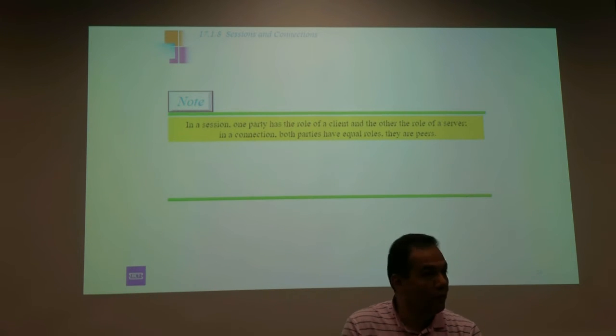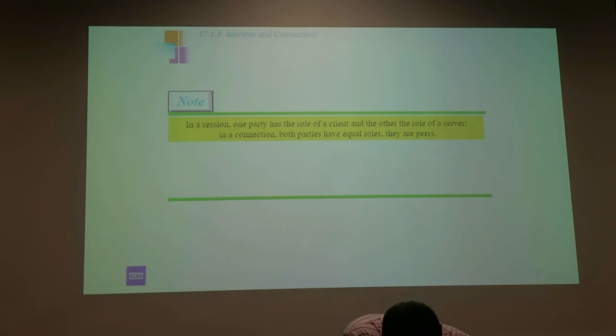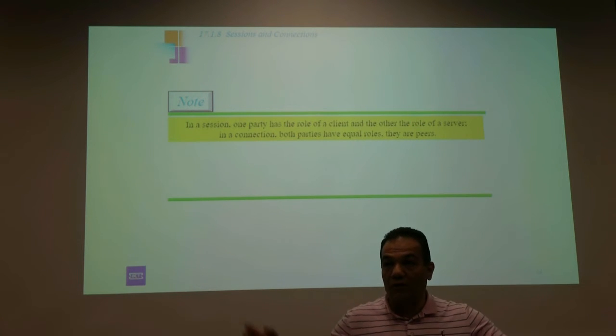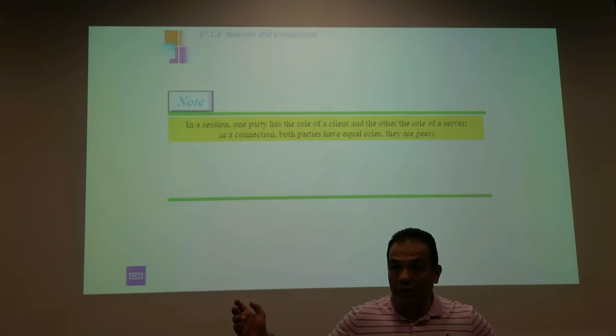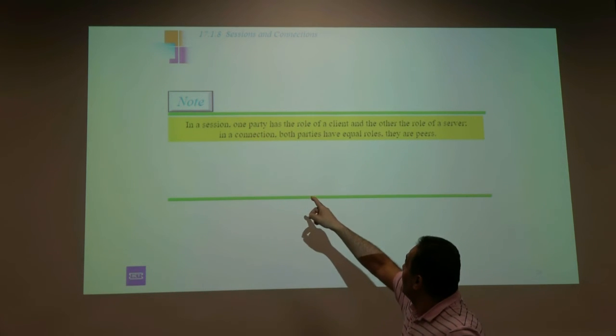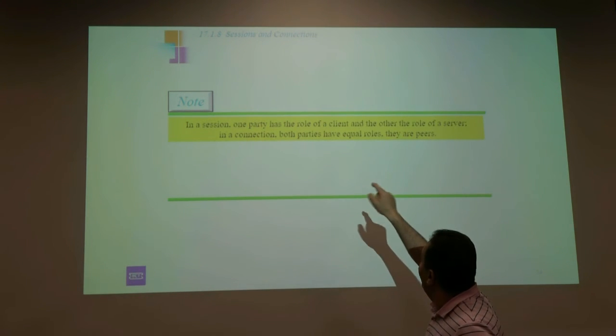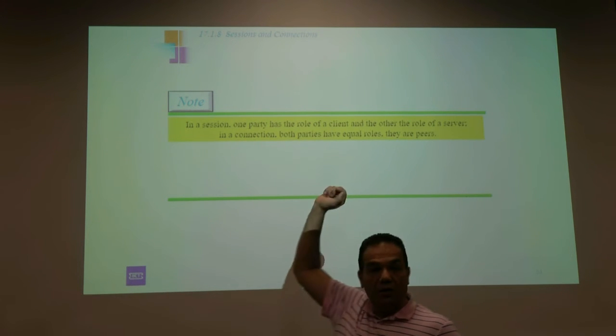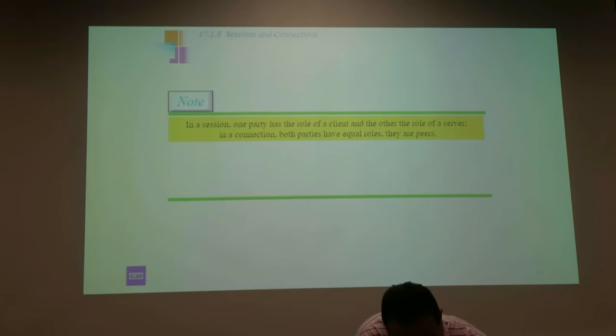If you cancel, you have to reestablish it again, right? So in summary, what we're saying is that in a session, one party has the role of a client and the other has the role of a server. So in a session we have server and client, right? However, in a connection, both parties have equal roles. They are peers. Okay, peers communicating.